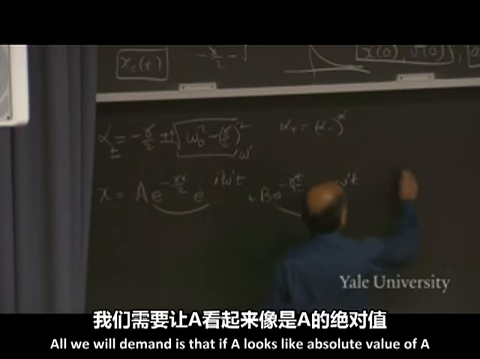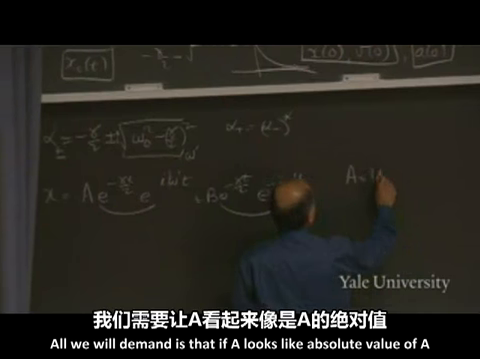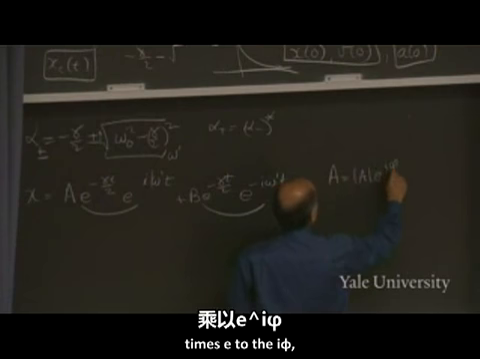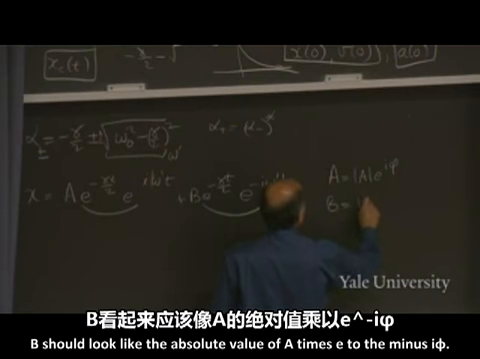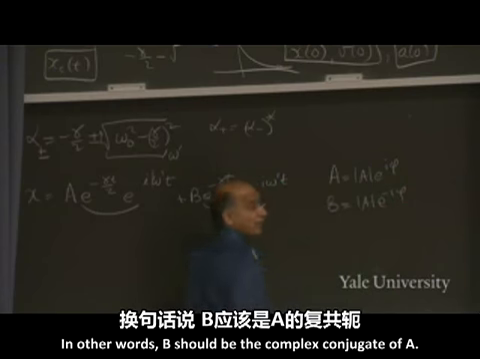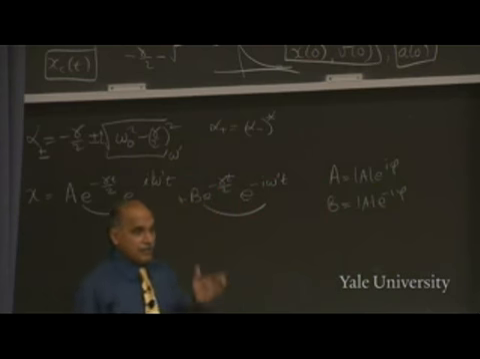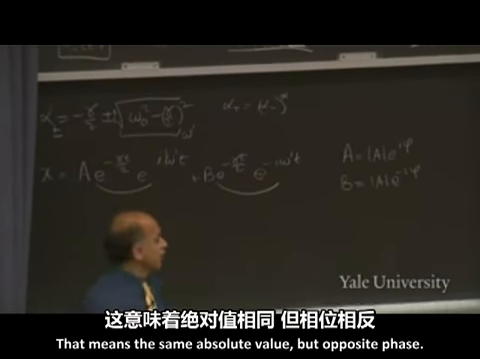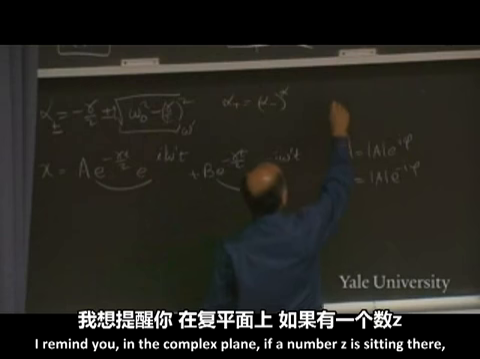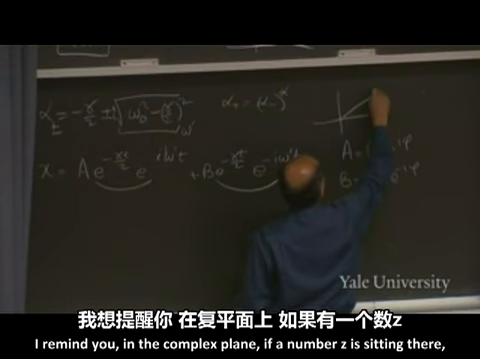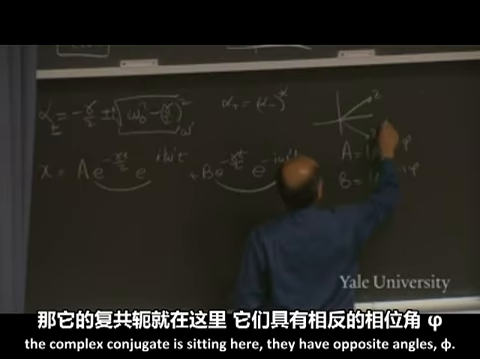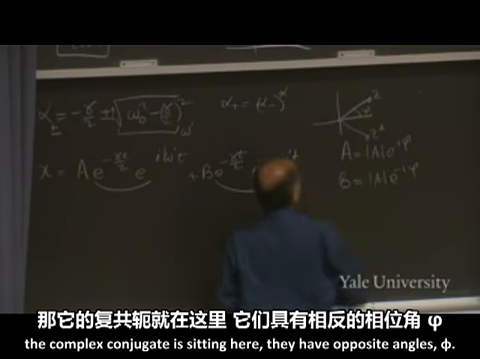All we will demand is that if A looks like absolute value of A times e to the i phi, B should look like absolute value of A times e to the minus i phi. In other words, B should be the complex conjugate of A. That means the same absolute value, but opposite phase. I remind you, in the complex plane, if a number Z is sitting there, the complex conjugate is sitting here, they have opposite angles, phi.